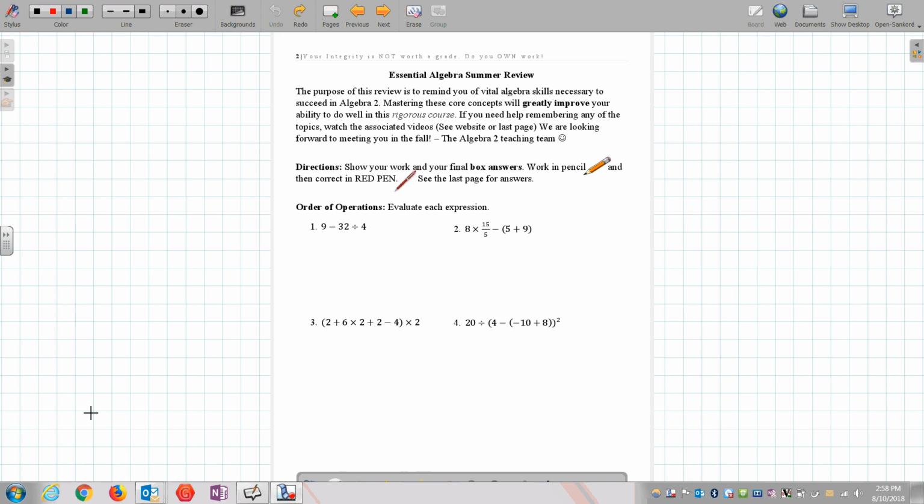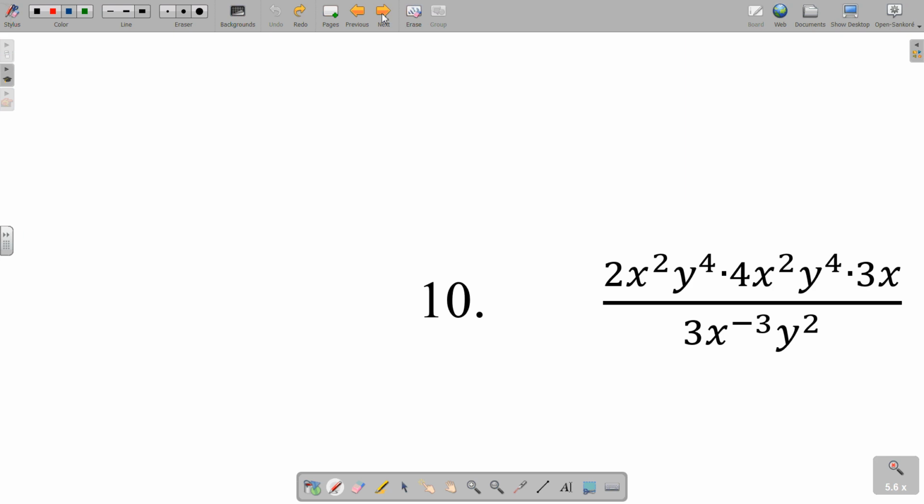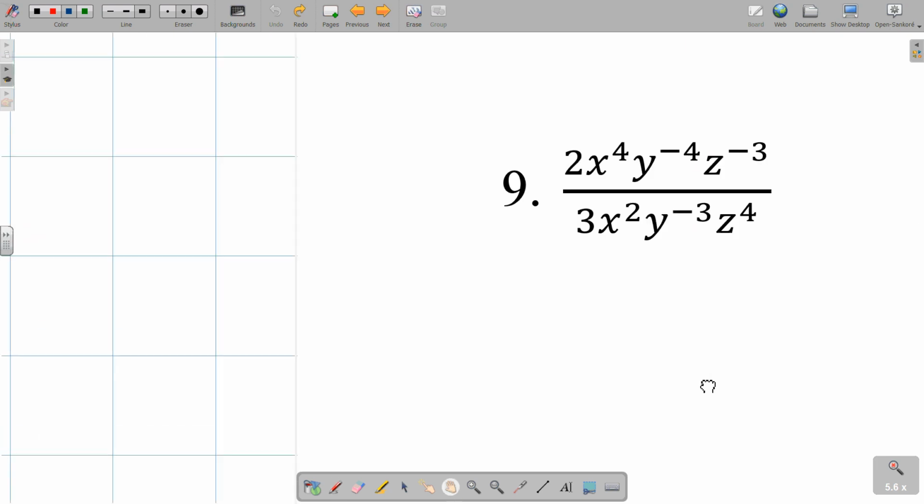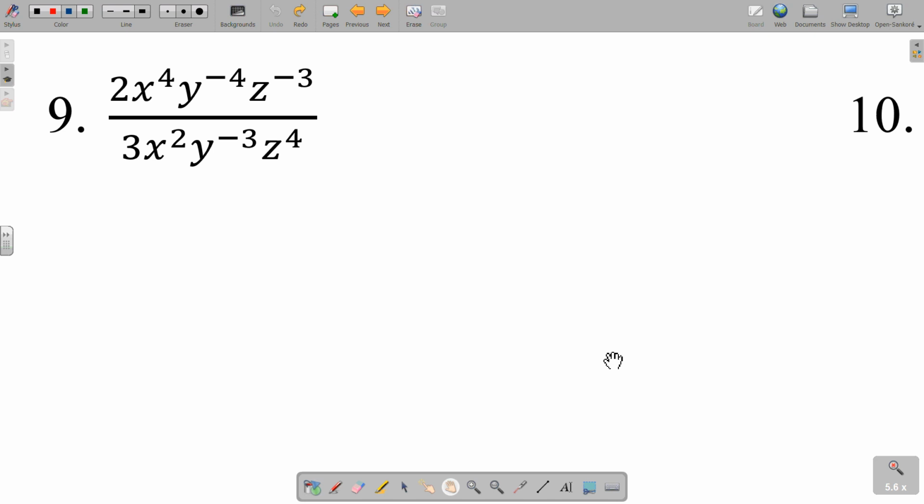The one problem that seemed to be giving students the most grief would be these exponent things. So we're going to do number 9 together. Let me recap some exponent rules. You might want to put this in the margin. Any exponent to the 0 power is just going to be a positive 1.